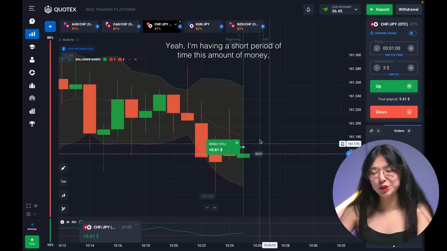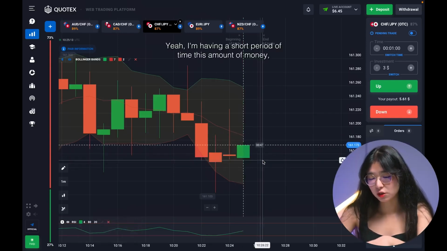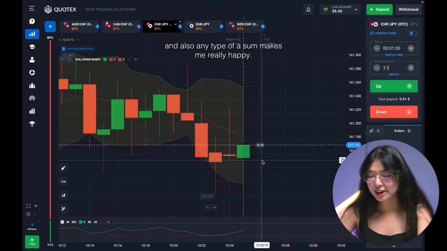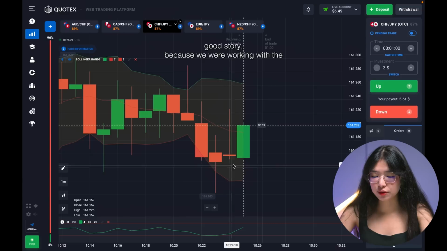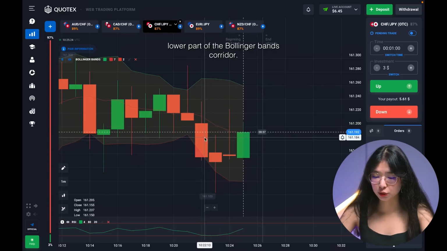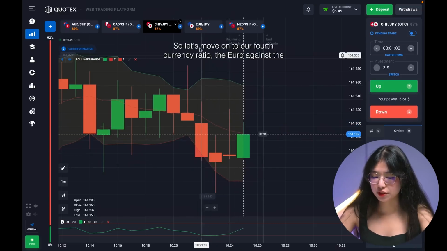Yes, in a short period of time this amount of money, and any sum, makes me really happy. So it was a really good start again, because we're working with the lower part of the Bollinger Band corridor. And let's move on to the fourth currency pair.